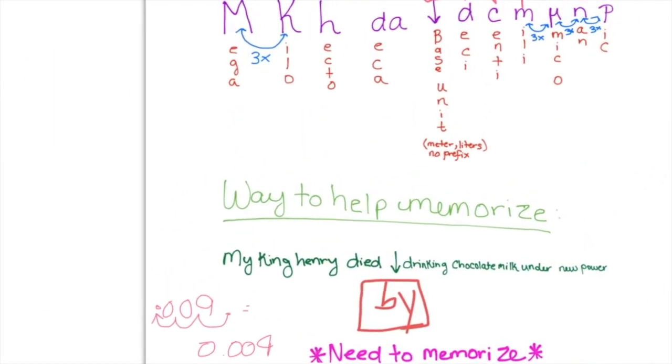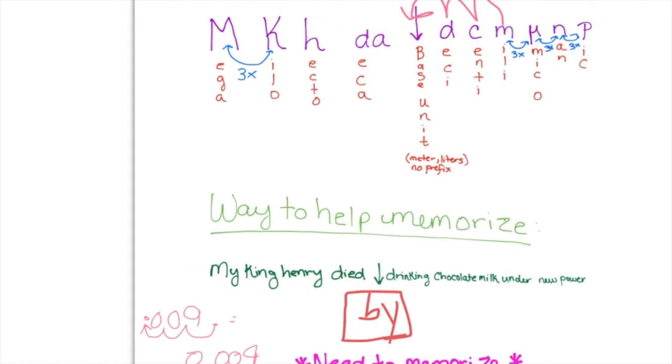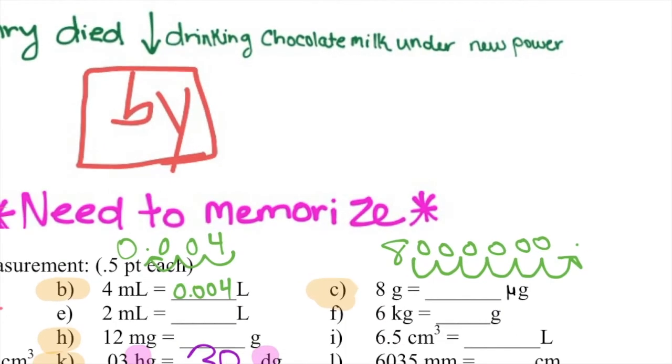Make sure that you're starting in the right place, at the right prefix, because that gets a lot of people confused, and make sure you're ending in the appropriate prefix and that you go in the right direction. Let's do one that has the 3x so you guys can see that. Letter C. This wants you to go from 8 grams to micrograms.